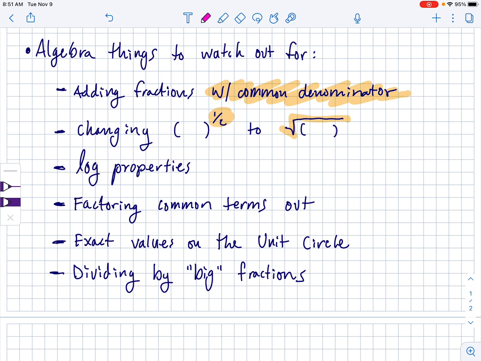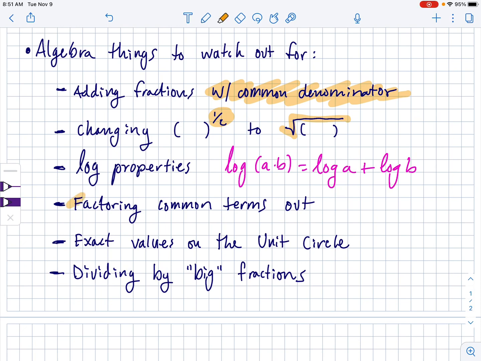Some log properties did come up. For example, I think this one happened a couple times, that log of AB is log of A plus log of B. Also, there was some spiraling of logs, so log of e, or a natural log of e is just 1, things like that.